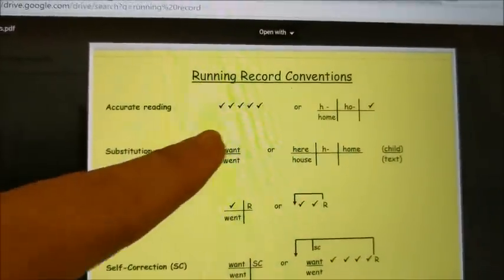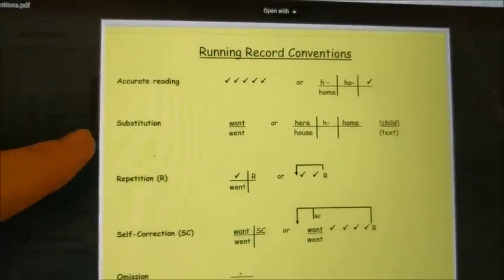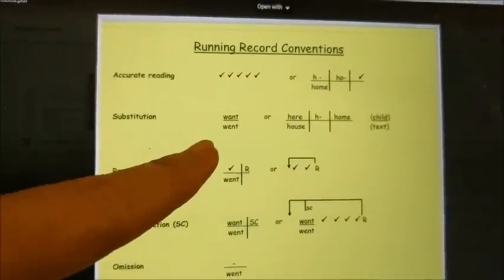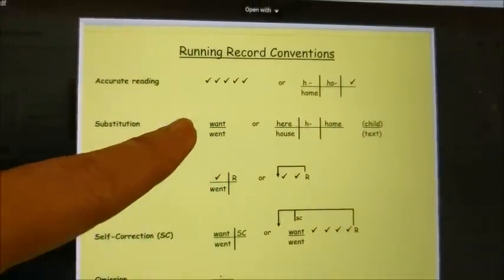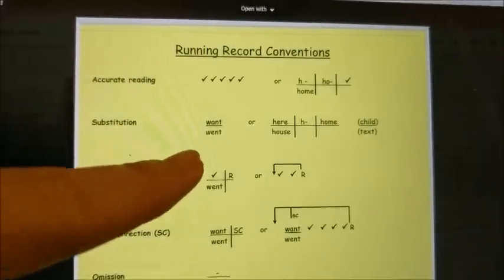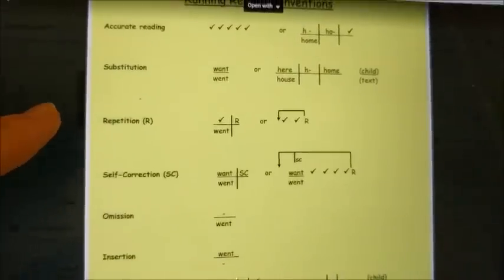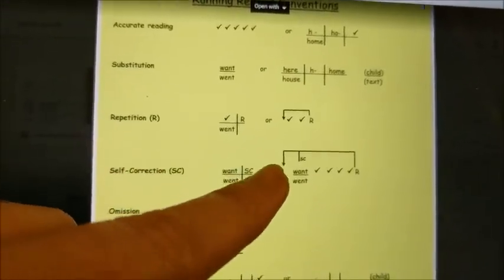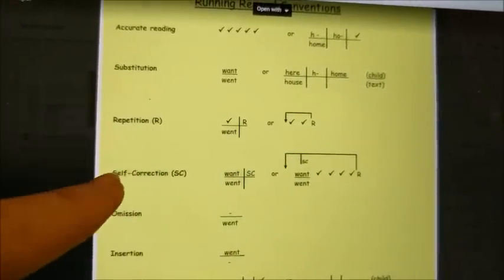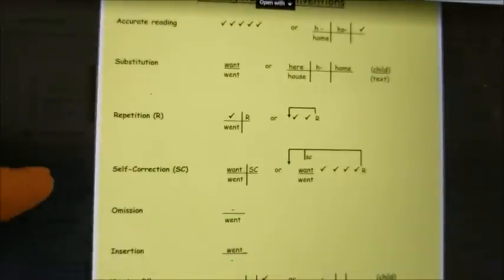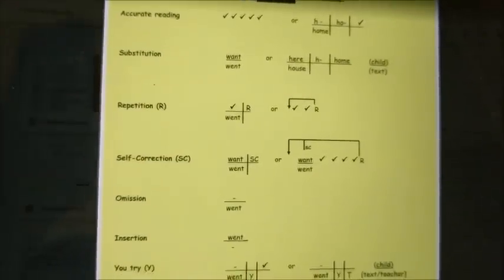So you'll see an accurate reading is ticks. If they substitute, this is making a mistake. So the word was went, but they said want. So you put the correct word at the bottom and the incorrect one at the top there. If they repeat something, it's not incorrect, but remember, this is analysing their reading. So you just put an R.